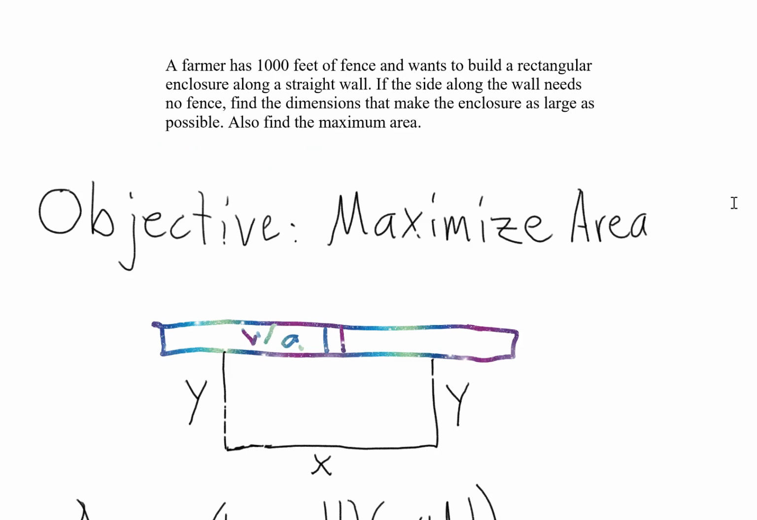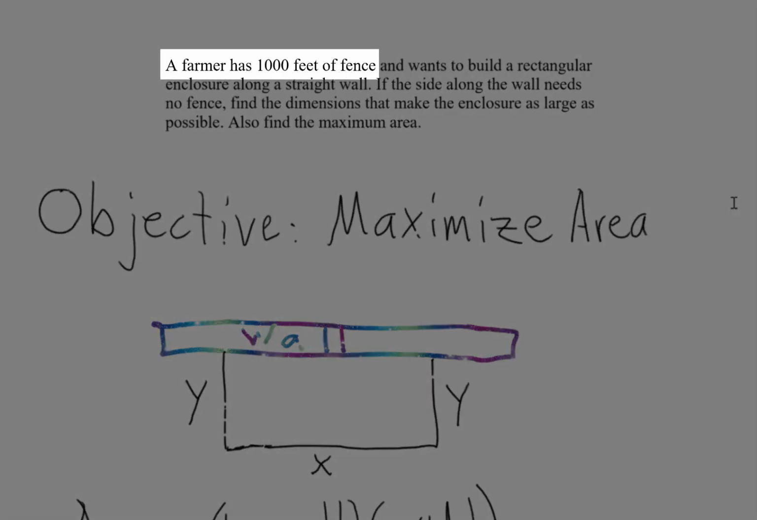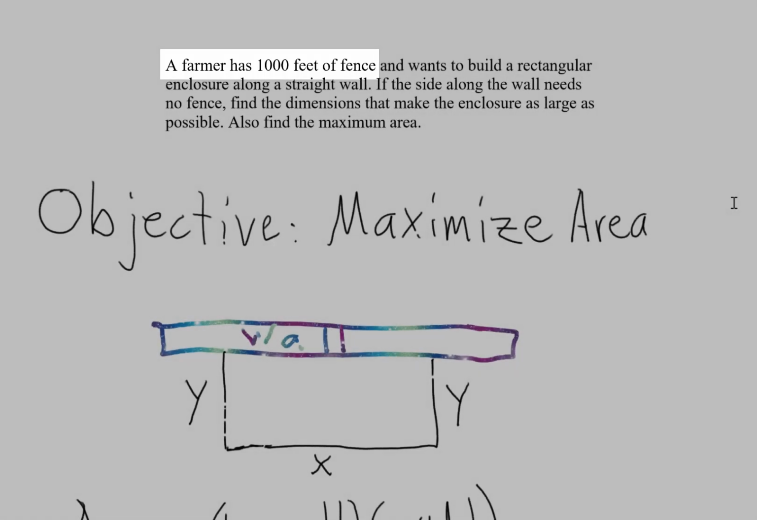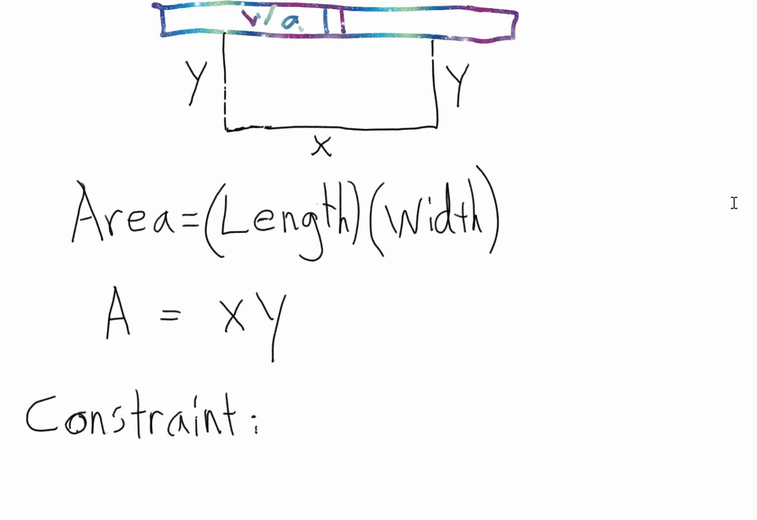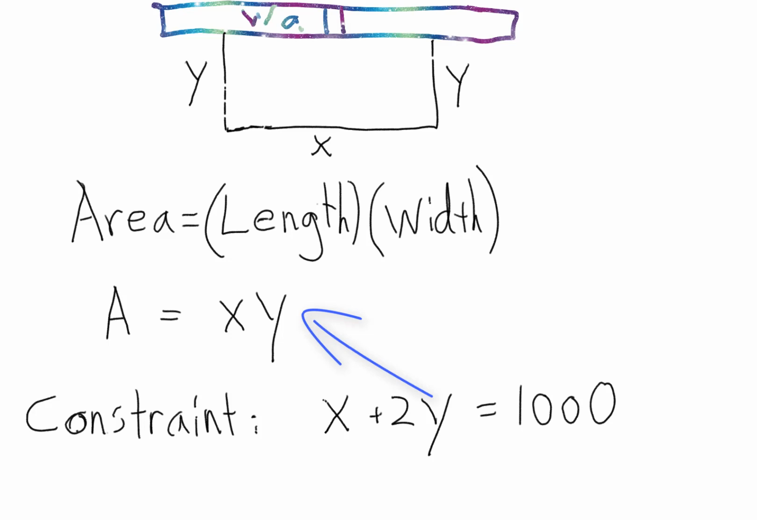Up in the problem, it states the farmer has 1,000 feet of fence. So that is a constraint that the farmer has. And our function doesn't include that vital piece of information. So we have to include that somehow. So let's think about this constraint. The farmer only has 1,000 feet of fence to put up these three pieces for the enclosure. Those three pieces, if we're thinking about putting them together to build this, would be the x piece, the length, plus the two y sides must equal 1,000.